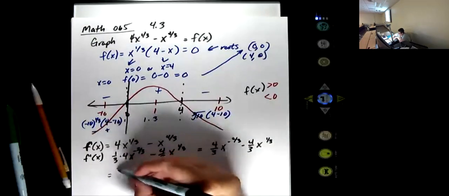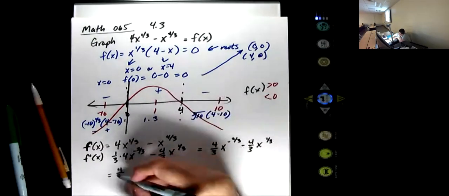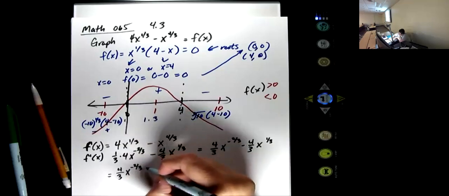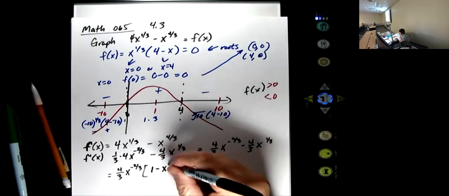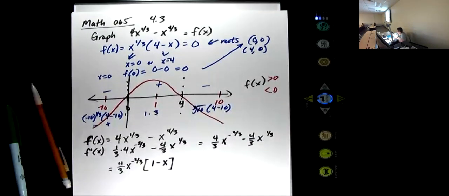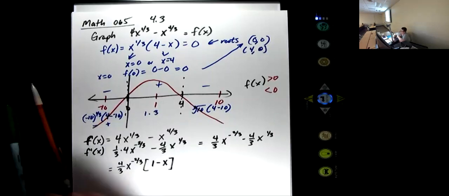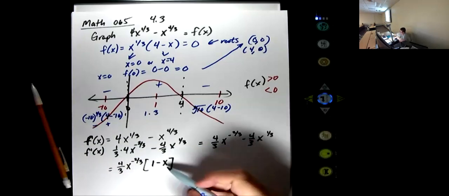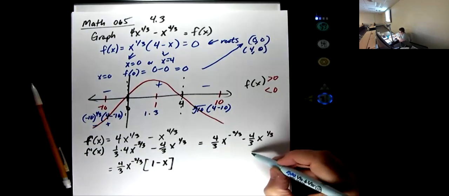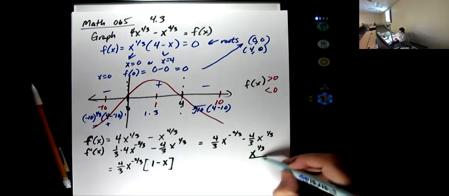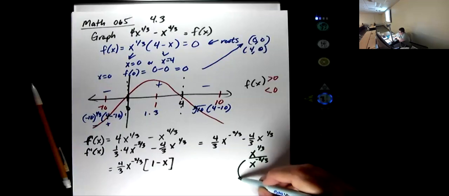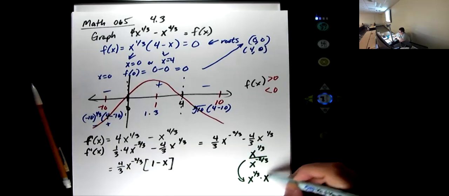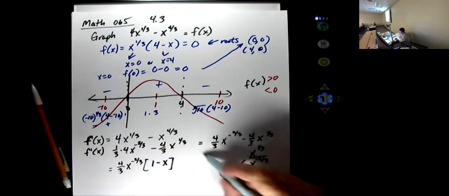If I factor out the 4/3 x to the -2/3, I get 1 minus x. Now that might have thrown some people off, at least the x part. When you factor out -2/3, what you're doing is dividing by that -2/3. And I could move that to the numerator, and this becomes x to the 1/3 times x to the 2/3. And that gives us the x to the first power.